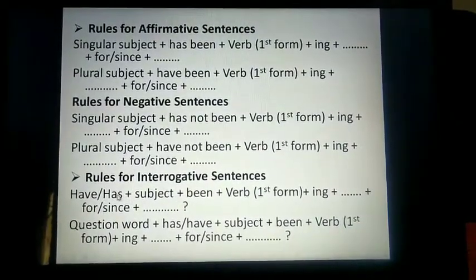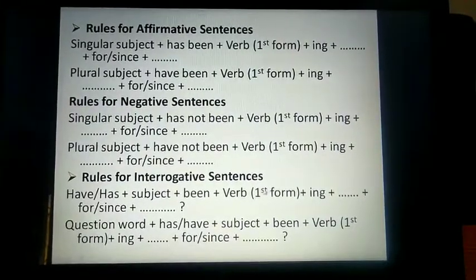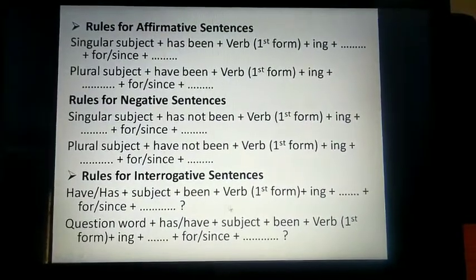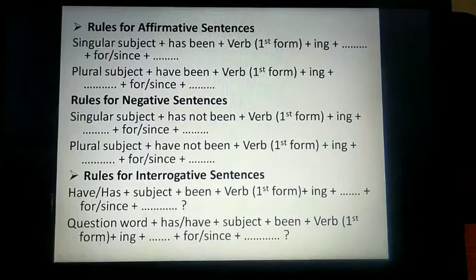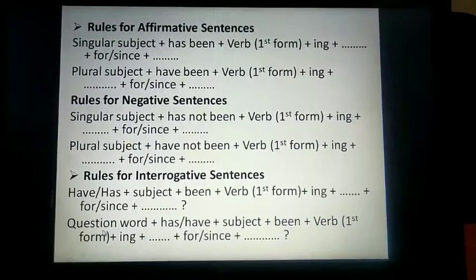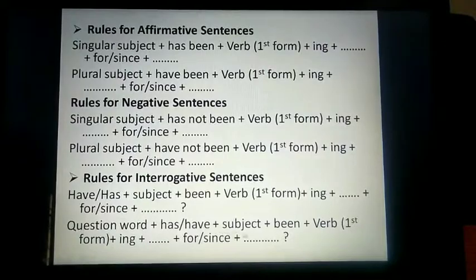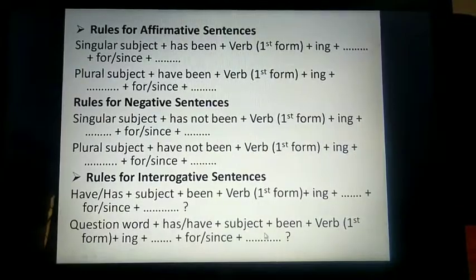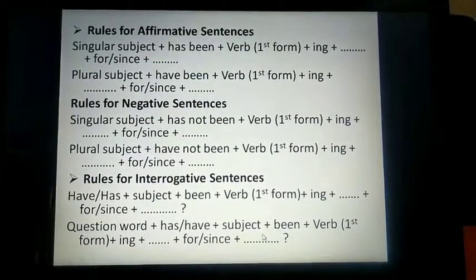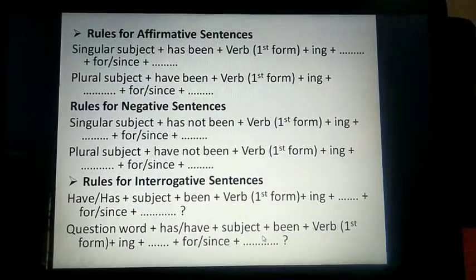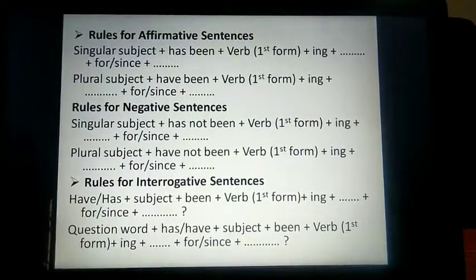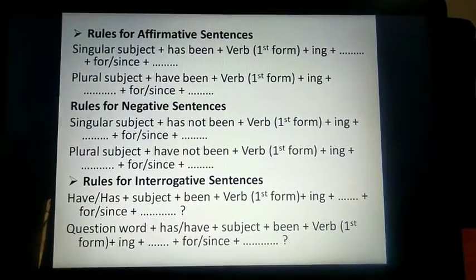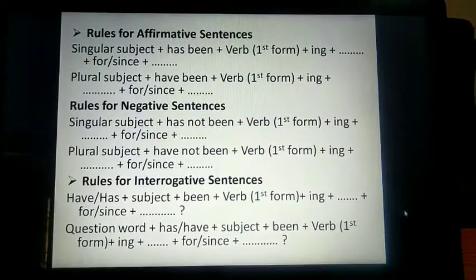Then the writing rules for interrogative sentences. Begin with have or has plus subject plus been plus first form of verb adding ing to it, then for or since and object. Another way, question word plus has or have plus subject plus been plus first form of verb ing for or since. Example, have you been sleeping since 8 o'clock, or has he not been living in this house for a long time, or why have they been playing football since morning? So these are all examples of interrogative sentences.